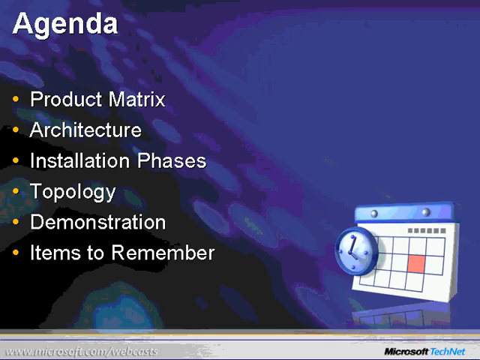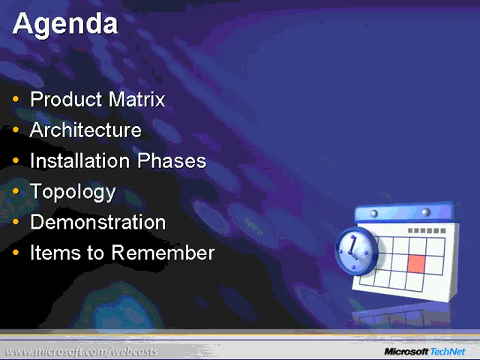So we'll look at the product matrix again, just to get a set of the features. The architecture, internal and external topology around what we're going to do for our demonstration today. So I have a 3-server farm in this environment, and we'll talk about some of the key decisions and installation and configuration elements you have to focus on to get your farms up and running correctly and in a performant way. And then we'll talk about some items to remember and just kind of take away as we go.